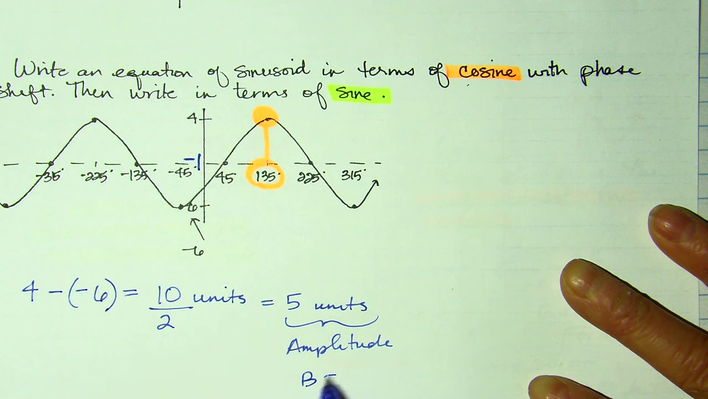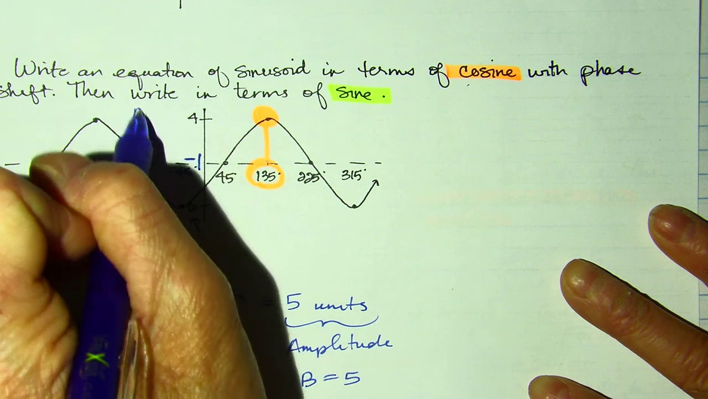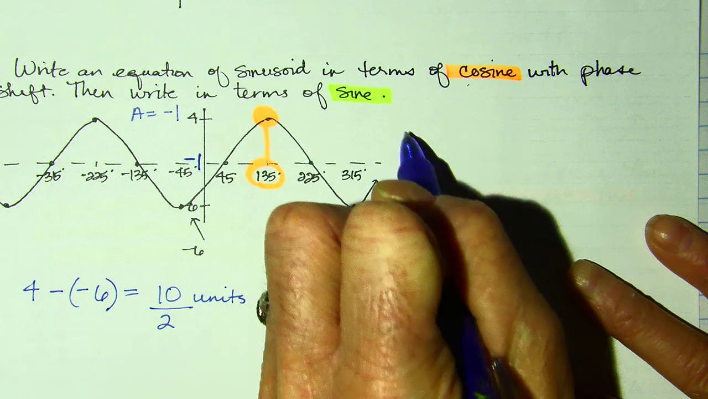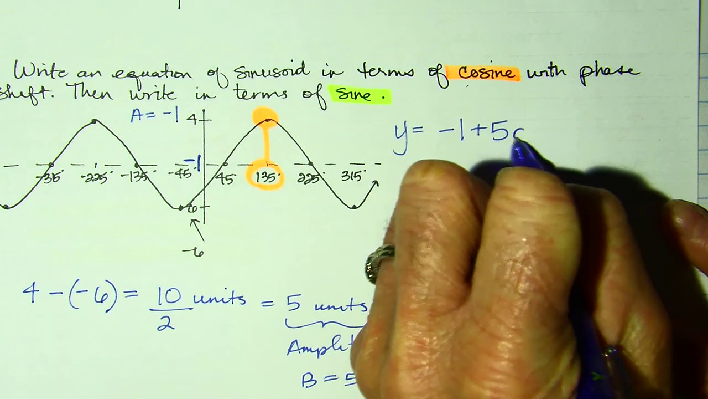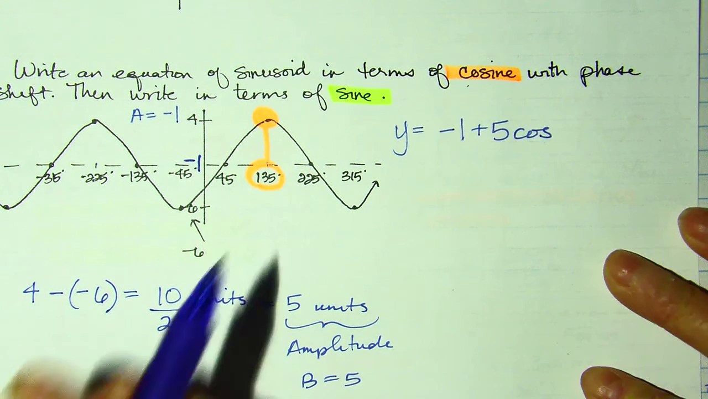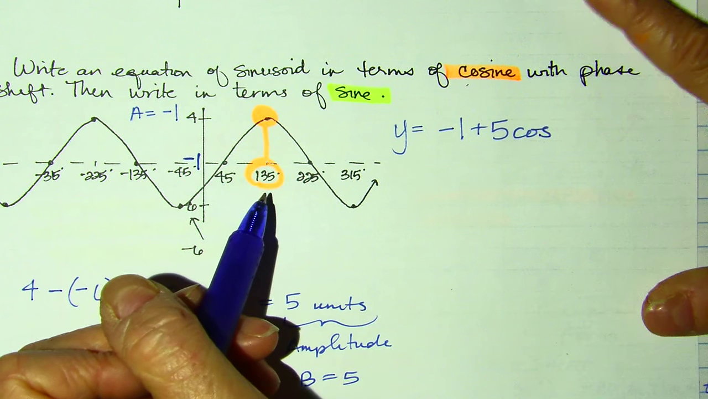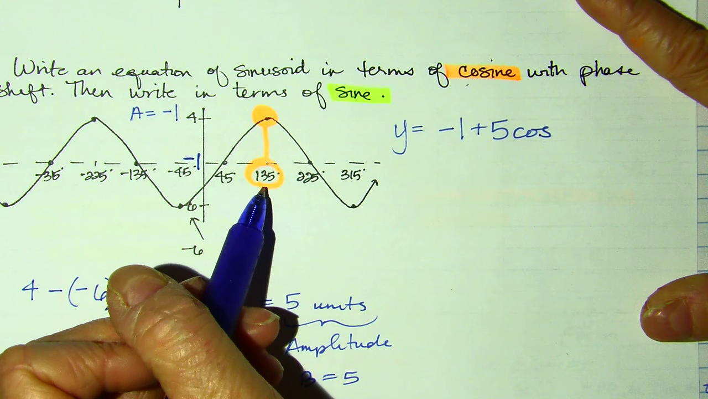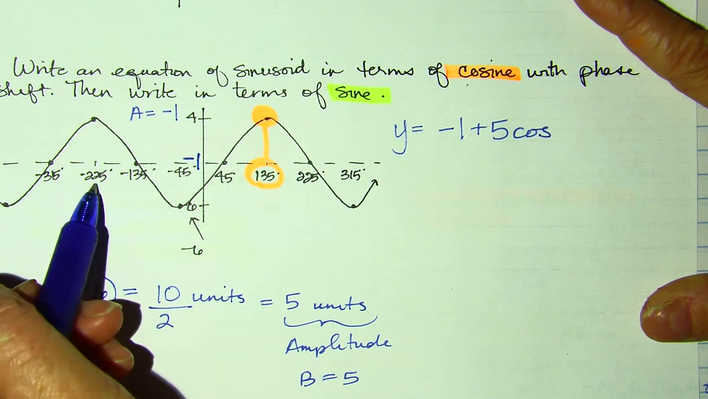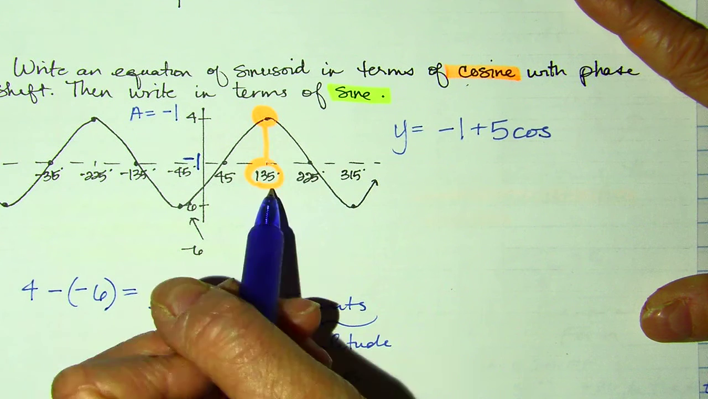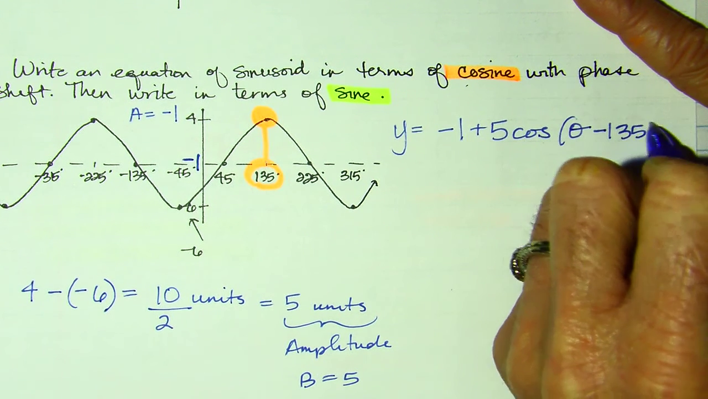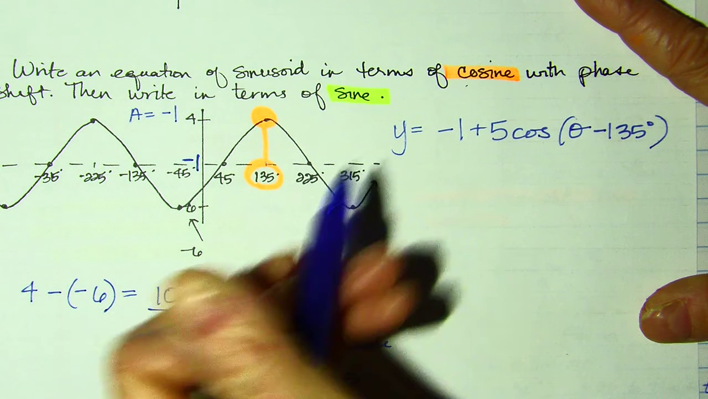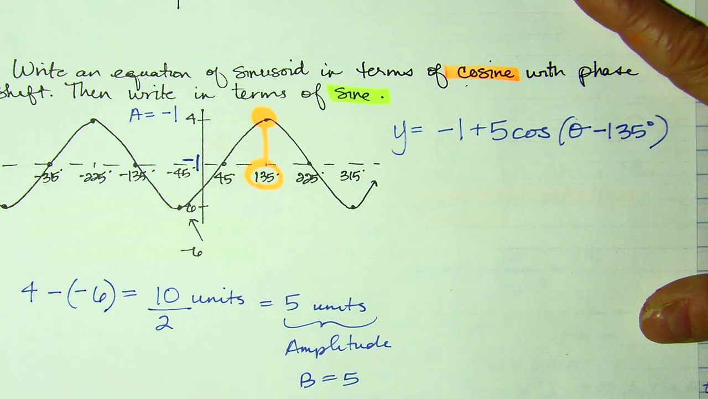So B is 5. A is -1. So y equals -1 plus 5 cosine. Now I already determined that the peak nearest the origin, this is 135 degrees versus this one is 225. Because it's positive, this would be theta minus 135 degrees. Should be opposite, okay?